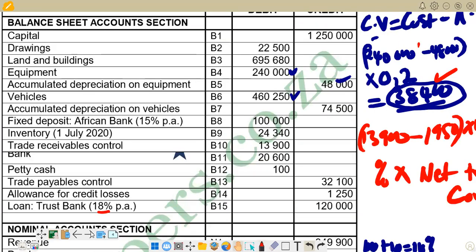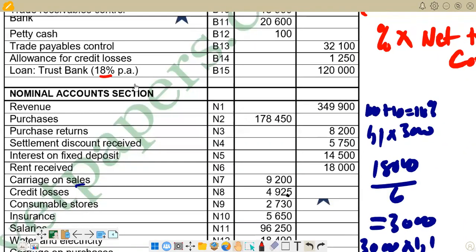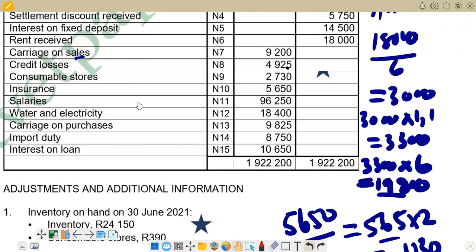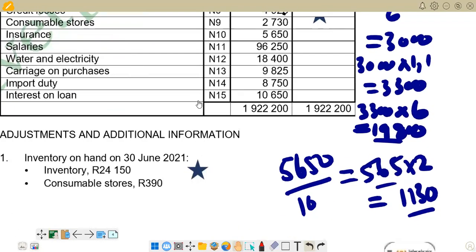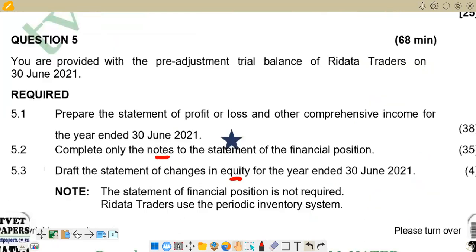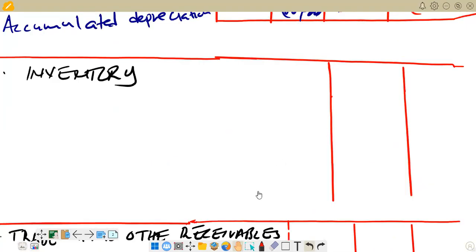You come here, that's where I've got the information for inventory, information 1. You've got inventory 24,150, and then the consumable stores is 390. So you just add the two, get the total for inventory. Remember, these figures that you are calculating are the figures that you are going to put in the statement of financial position or the balance sheet. So basically, there's nothing much there. So here now, we just say inventory.